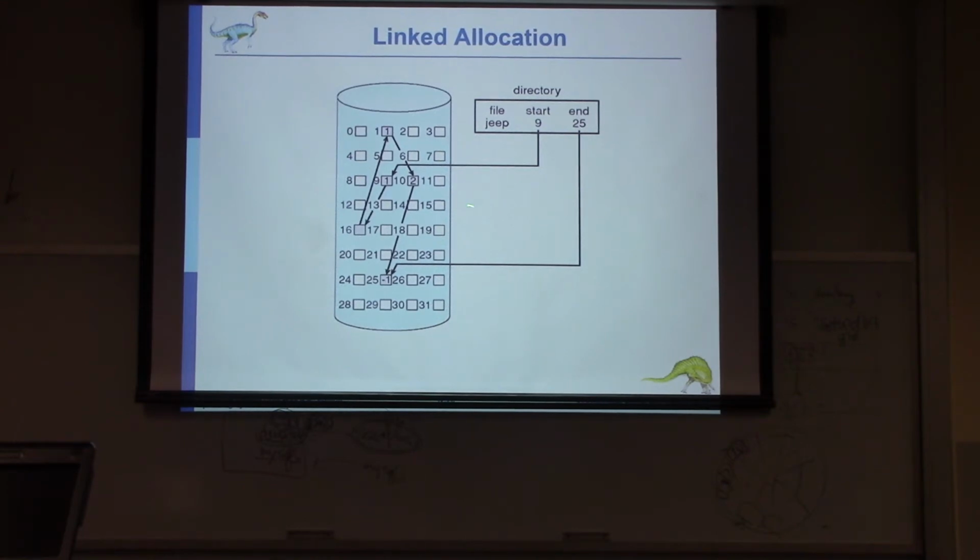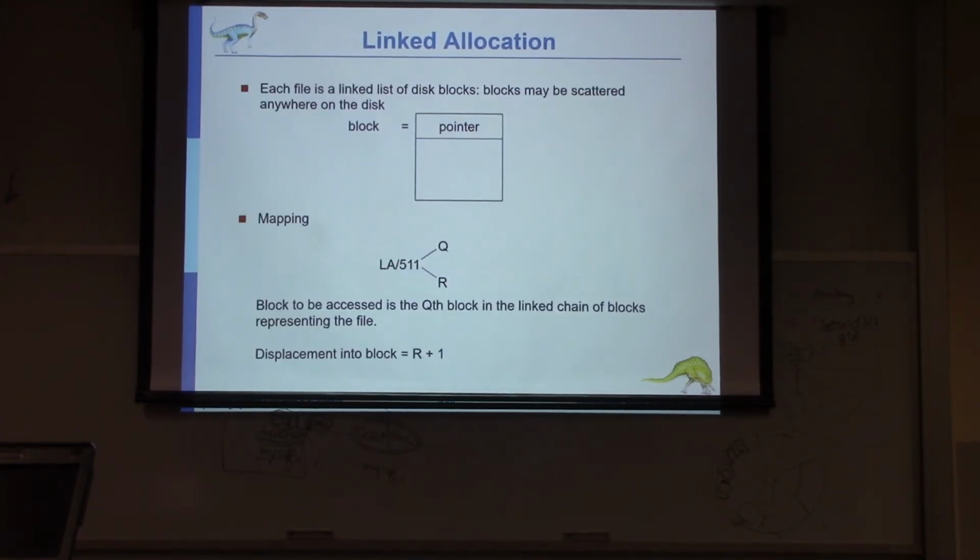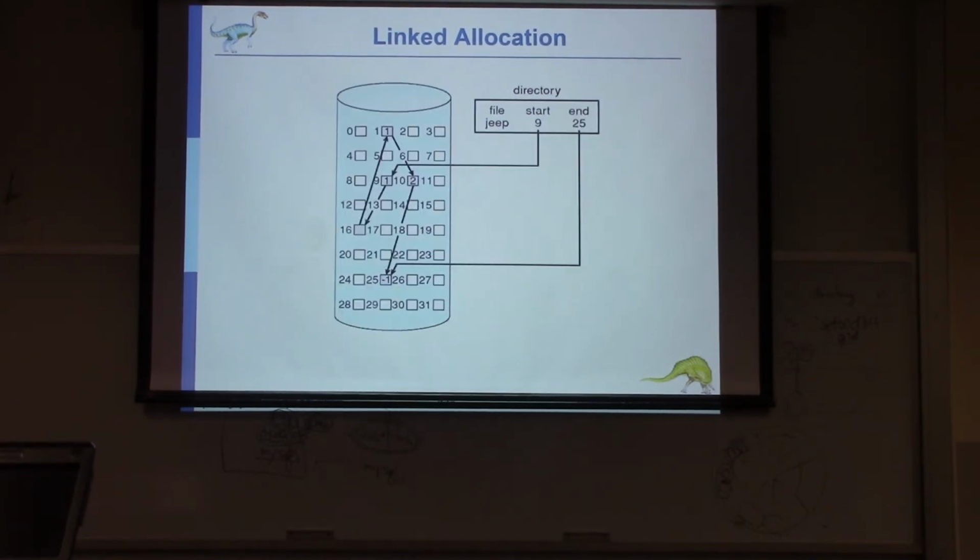Problem? We need to use a 4-byte pointer part of the block as a pointing address to the next one. So it slightly reduces the utilization, but it's okay. But this time also we need to access 9, then next to this one, until we find the data.